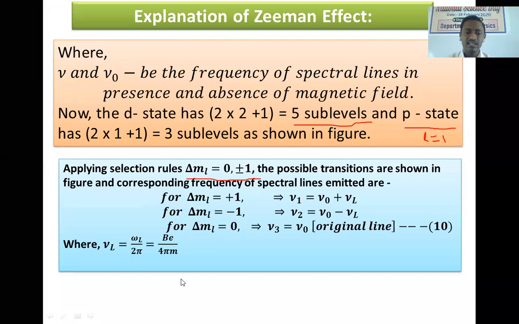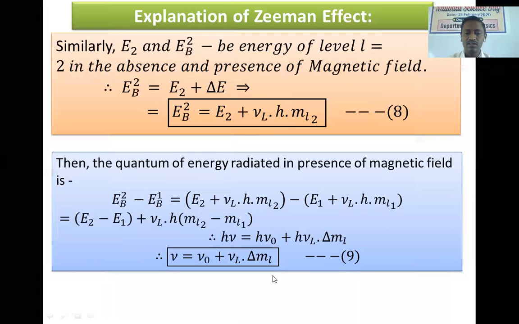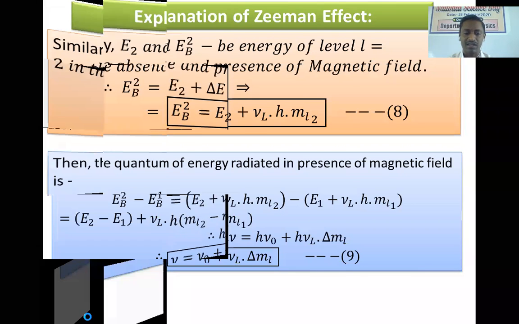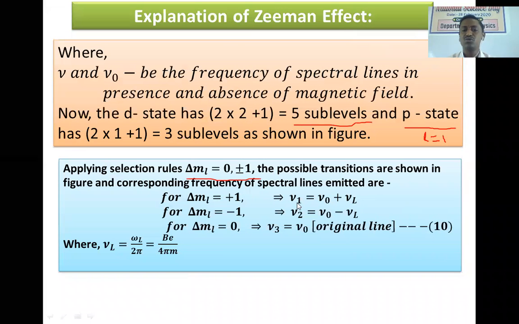equation 9? In equation 9, put delta ml equal to plus 1, so the equation will be nu equals nu 0 as it is, plus nu l in place of delta ml, put here plus 1. So the equation will be nu equals nu 0 plus nu l. So it is one kind of spectral line, that is shown by nu 1.